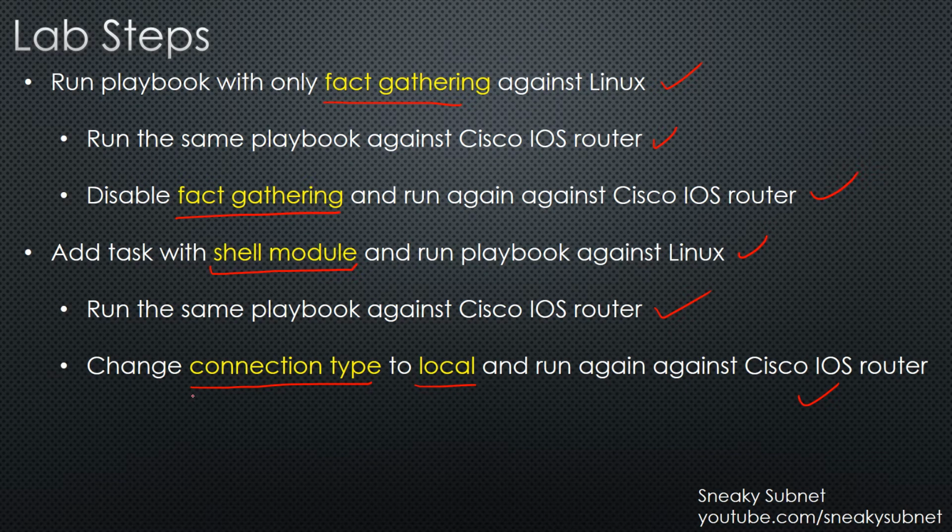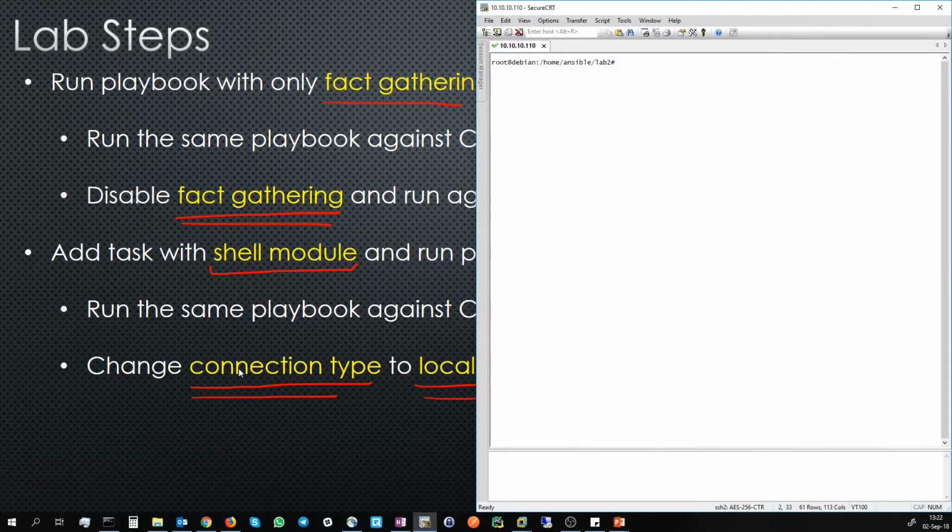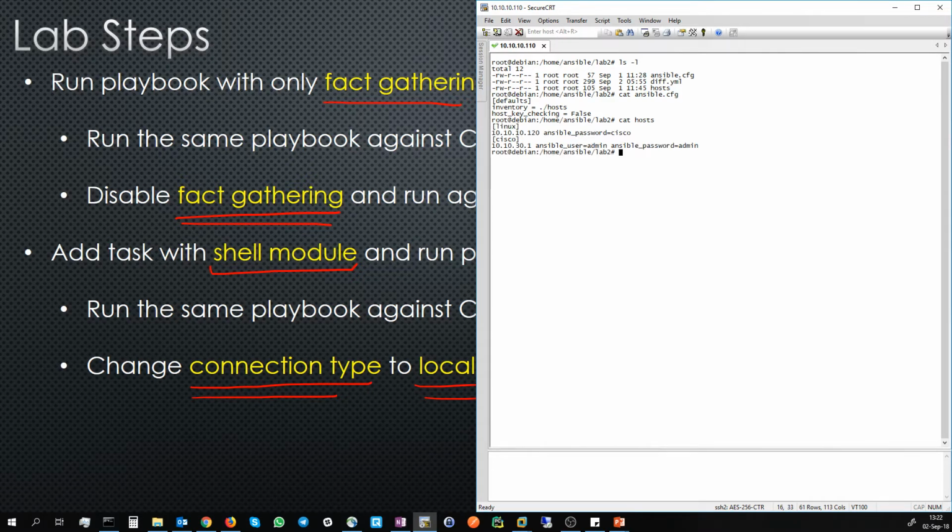Why we need all these tweaks, changing connection type to local, disabling fact gathering, we will find out in this video. I've already created all required files, so let's examine them. Ansible.cfg is in fact the same, so I've just copied it from our previous lab. But inventory file and playbook are different. Let's start with inventory file.